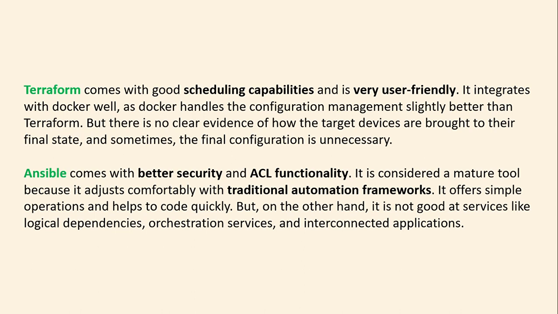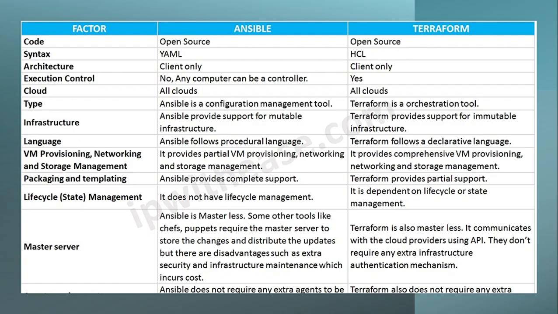Ansible comes with better security with ACL functionality. It is considered a mature tool because it adjusts comfortably with traditional automation frameworks. It offers simple operation and helps to code quickly, but on the other hand, it is not good at services like logical dependencies, orchestration service, and interconnected applications.